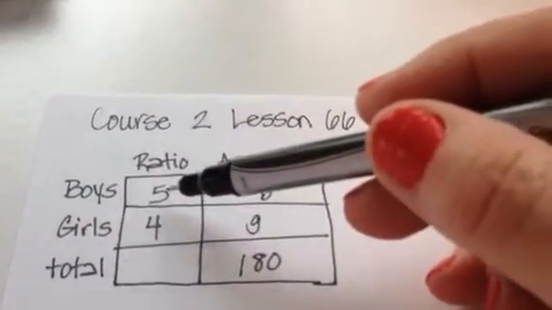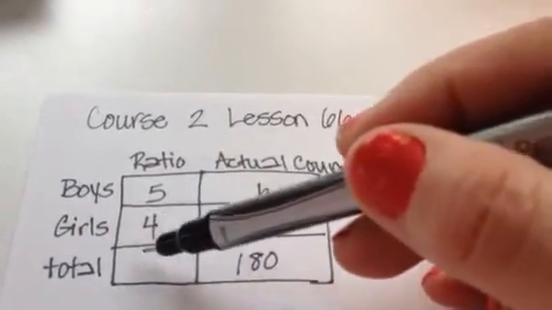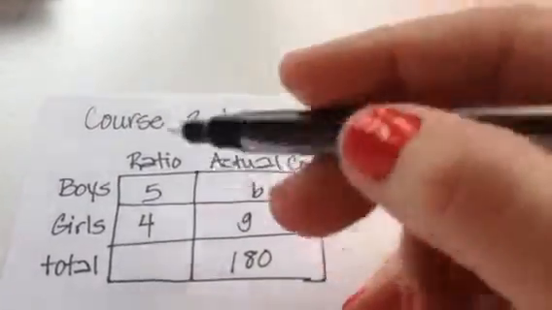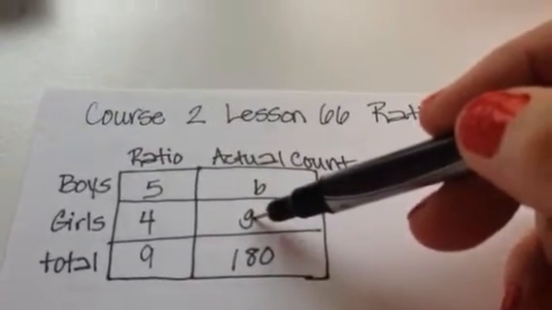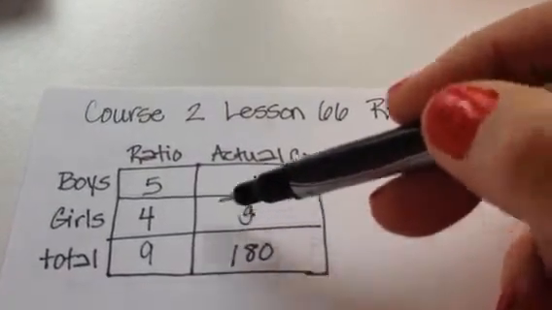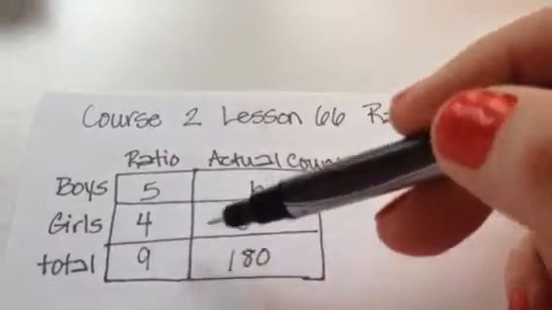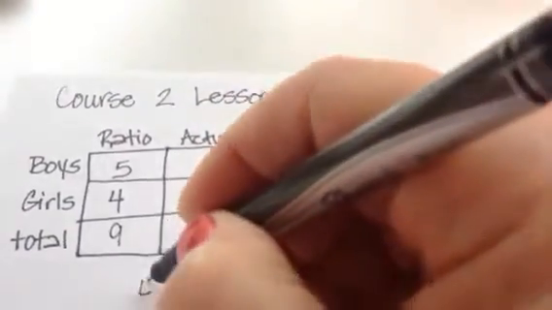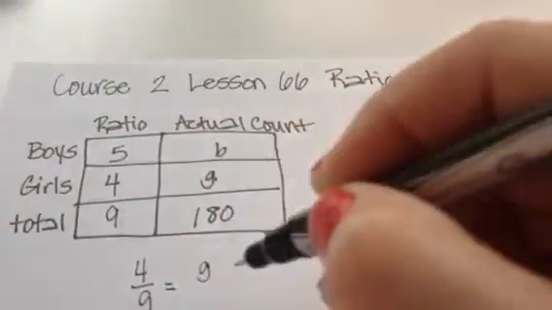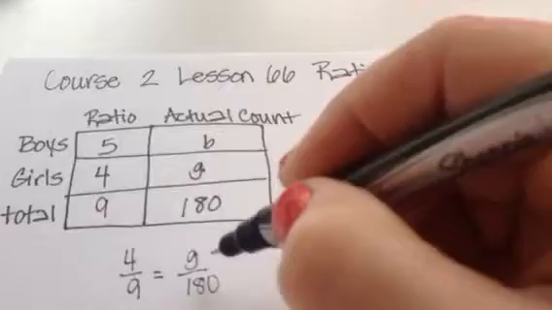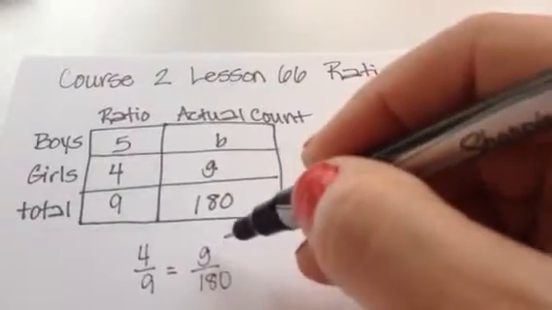What you need to do first is add these two numbers and get your total. Well, what's 5 plus 4? That would be 9. And then what are we asked to find? We're asked to find the girls, right? So we're just going to do a regular ratio. We're just going to use these two sets of boxes. So we're going to say 4 over 9 equals G for girls over 180. You can use any letter here.